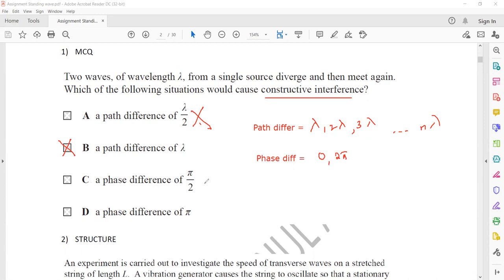Phase difference is pi by 2. Pi by 2 means it's 90 degrees. So it will not be a complete constructive or destructive interference. When it is pi or 180 degrees, it will be completely destructive interference. So B is the right answer for question 1.